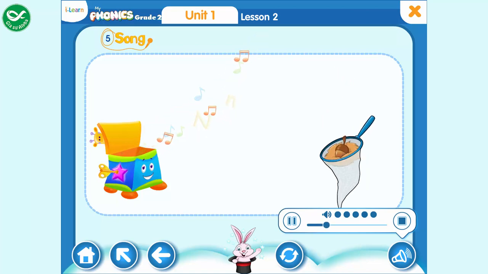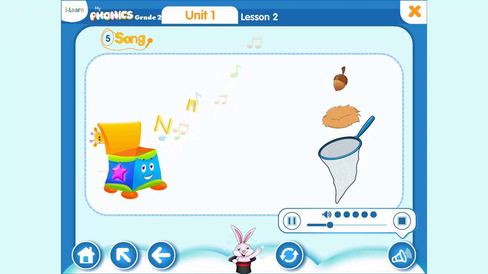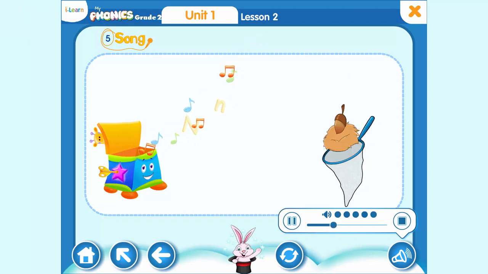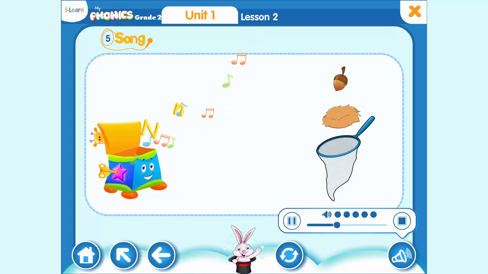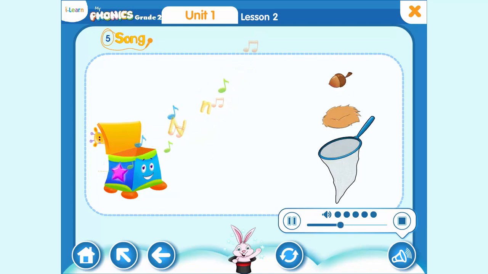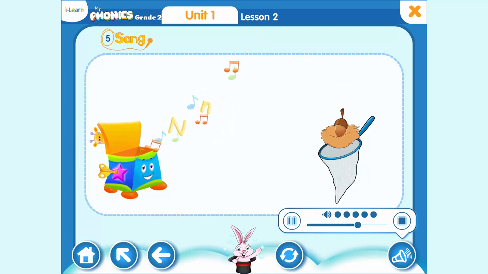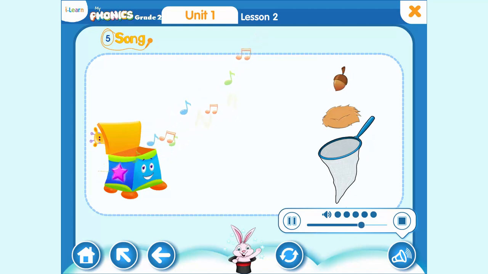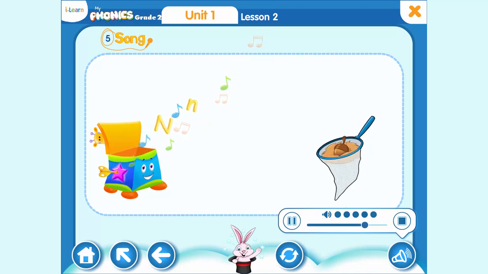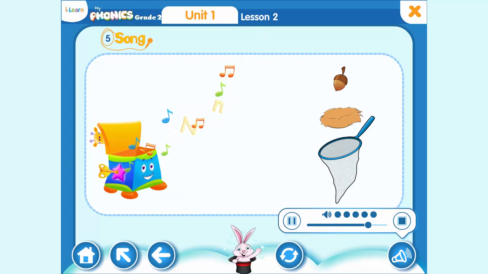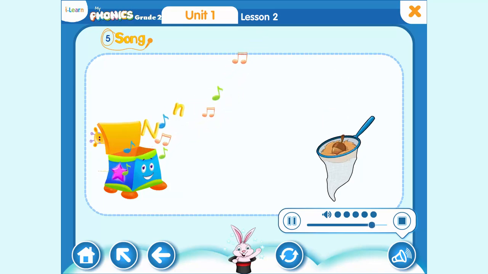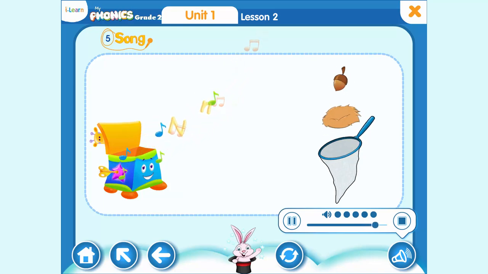Net. A nut is in a net. A nut? Oh yes, oh yes. A nest is in a net. A nest? Oh yes, oh yes.